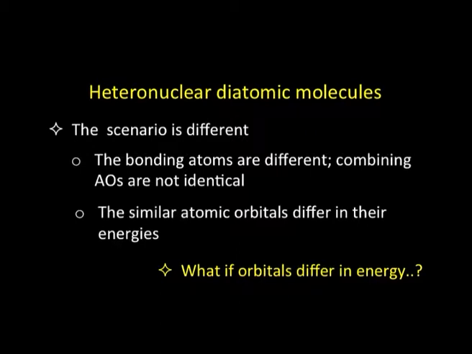Let us look at this aspect a little into detail here. What will happen if orbitals differ in their energy? Let the orbital be the same. Say there is a 2s orbital here, another 2s orbital here, but when the 2s orbitals of two different atoms combine, they have different energies to begin with. So what will be the outcome of that? Let us have a look at it.